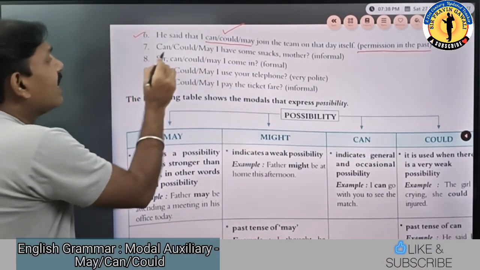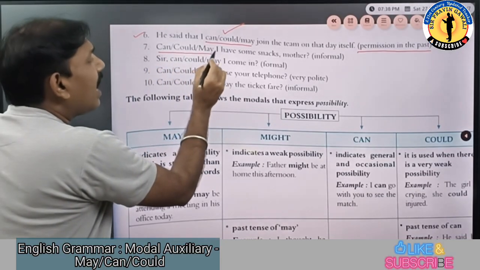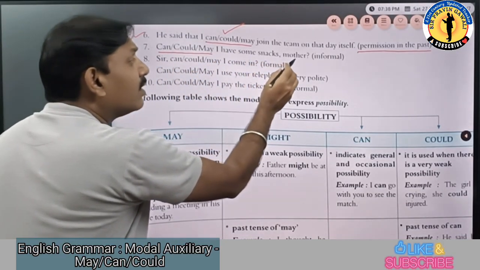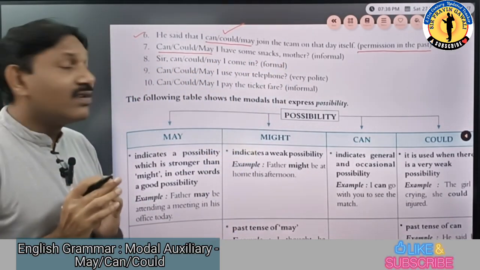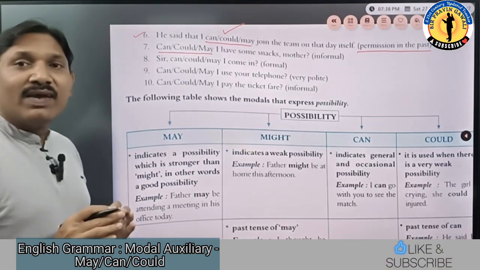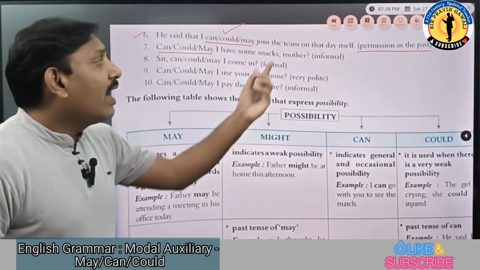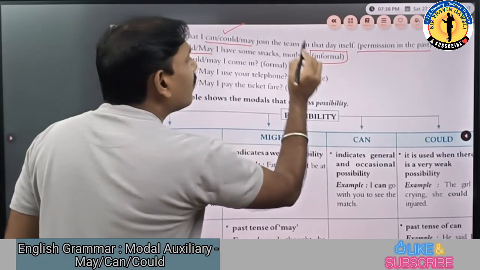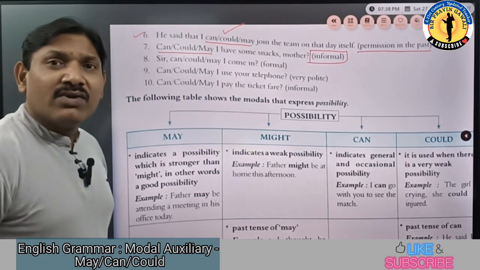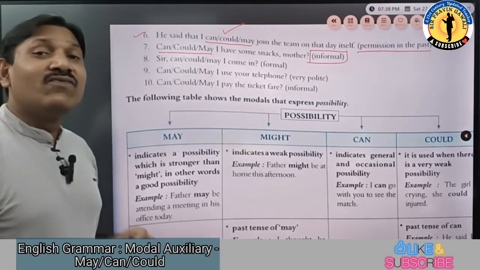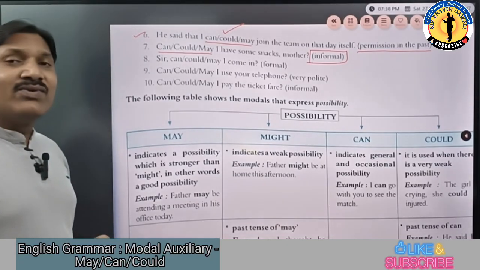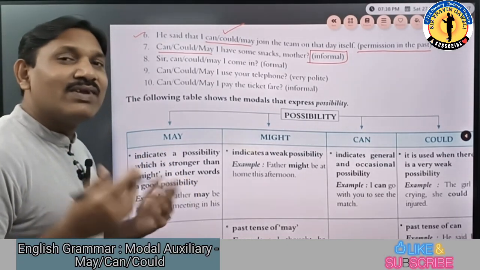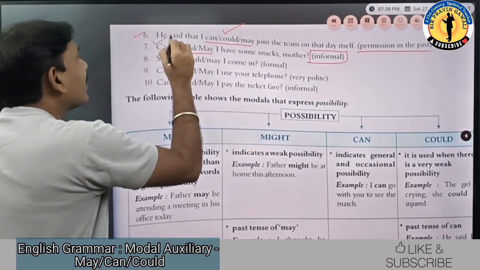Now the seventh one. Can, could, may I have some snacks, mother? So here an informal conversation is there between the son or daughter and mother. So to show informal permission, what can we use, student? Yes, it is a casual conversation with mother. So can is the correct answer.